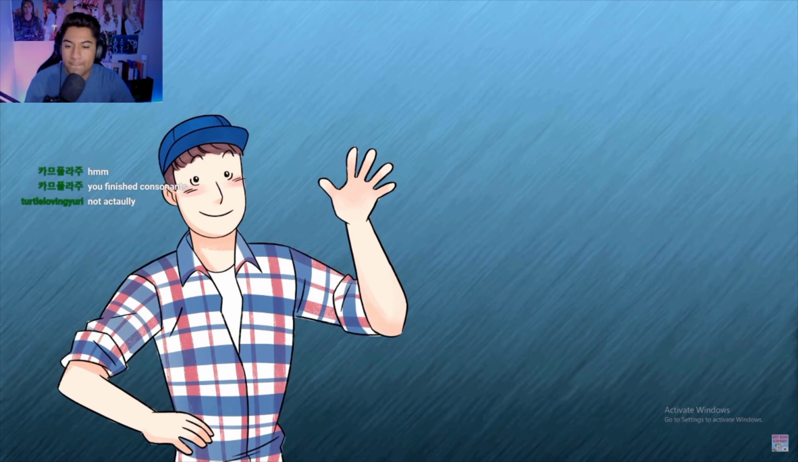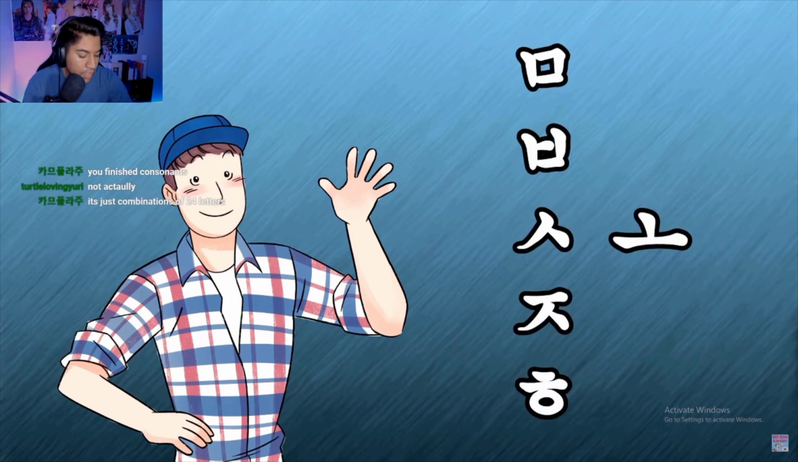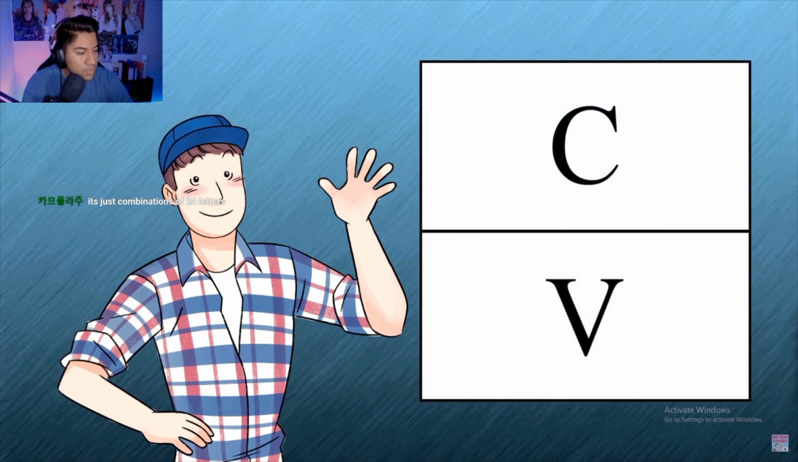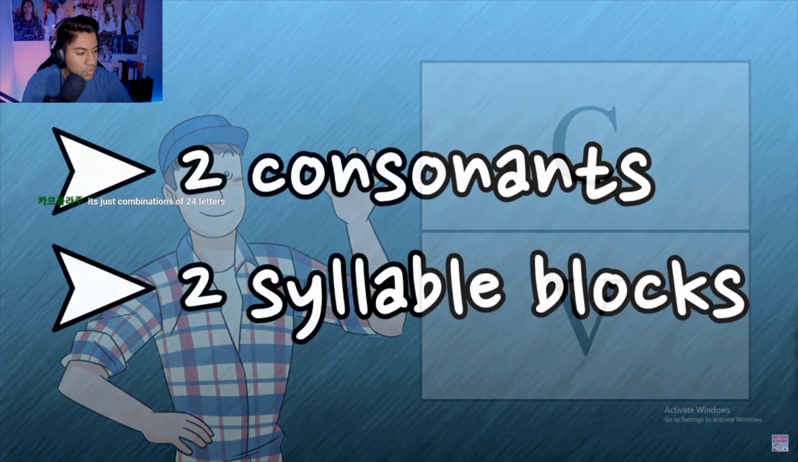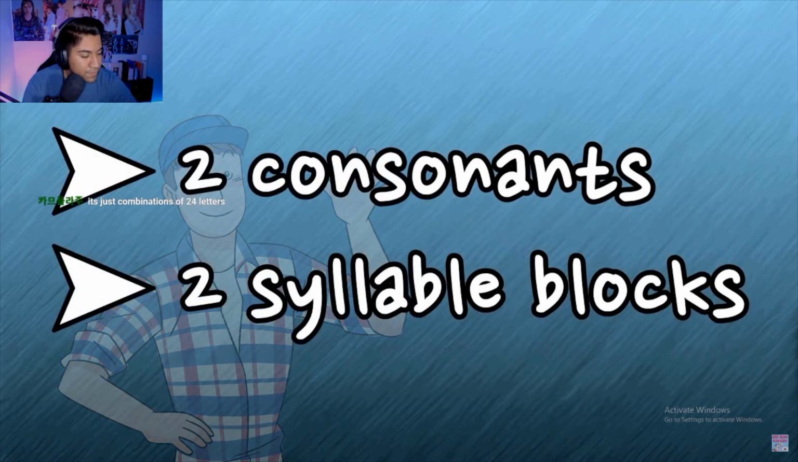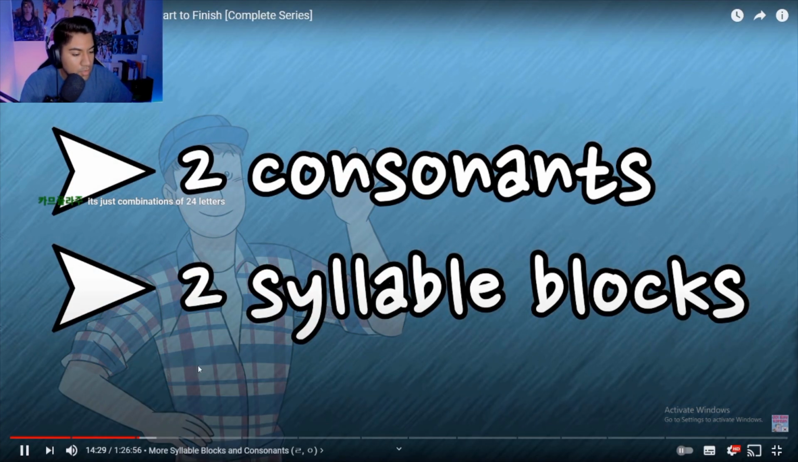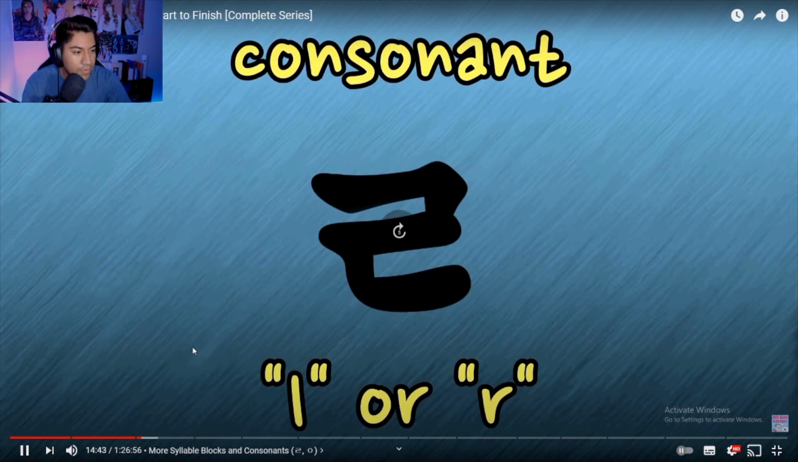Welcome to the third lesson in this series. In the last part, we learned 5 additional consonants and 1 more vowel, as well as combinations of letters and another syllable block. In this video, we'll learn 2 more consonants and 2 new syllable blocks. We'll also do some additional practice using everything that we've learned so far. So let's get started.